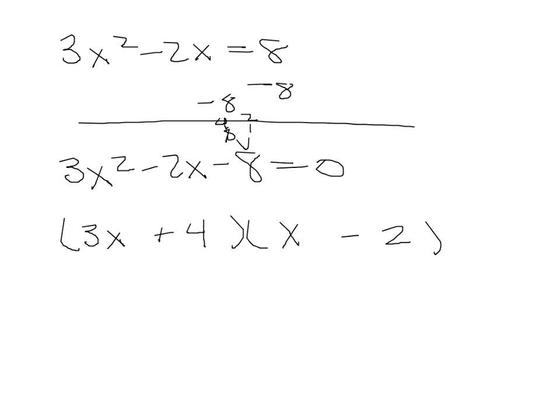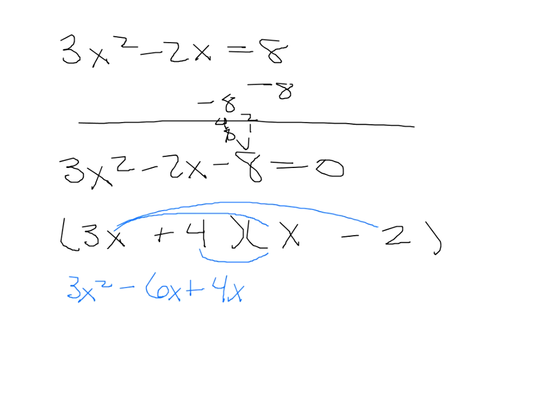and get a different color to check here. So that gives me 3x squared minus 6x plus 4x minus 8. And that combines minus 6x plus 4x to give me the minus 2x that I'm looking for. So I have factored it correctly.